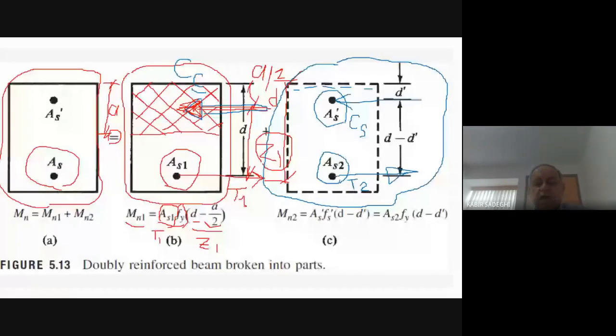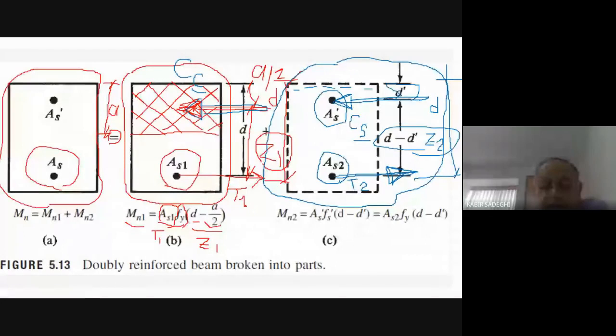And again, you see that the Z2 is between the force T, actually T2, up to CS, up to here, and again, this is overall from here to here. You remember it was D, therefore Z is D minus D prime.